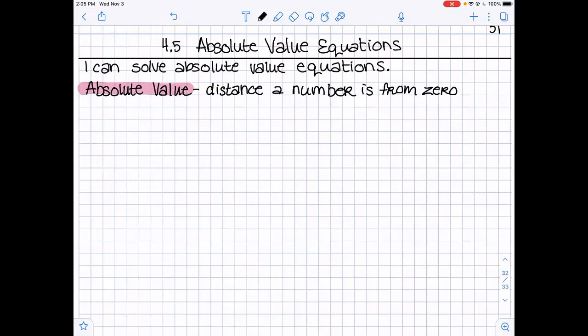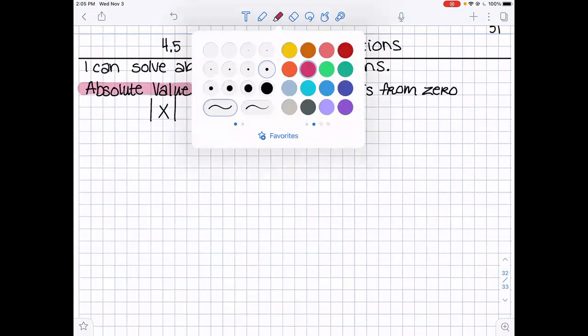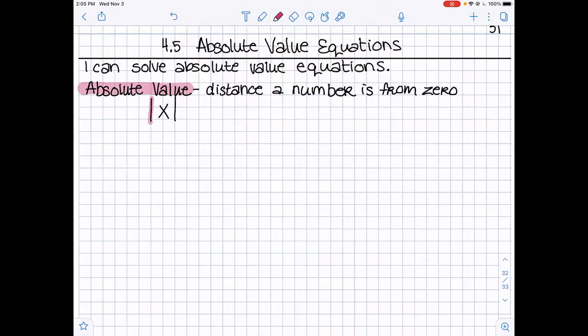Okay, do we all know what this looks like in a math problem? These bars on the outside, those are absolute value signs. So anytime you have an equation where there's the bars on it, that is absolute value.